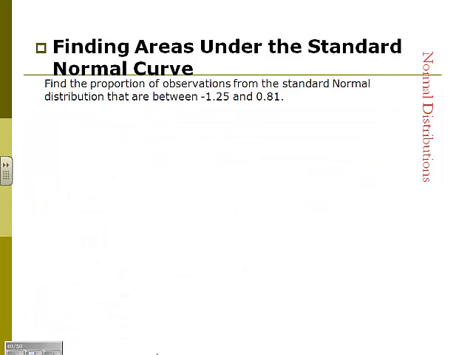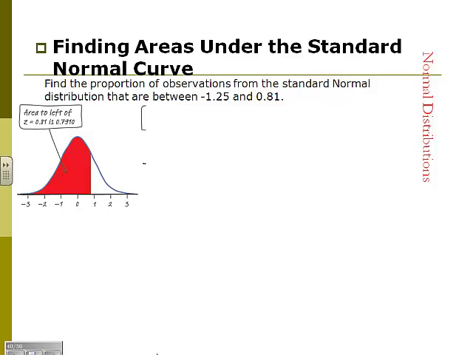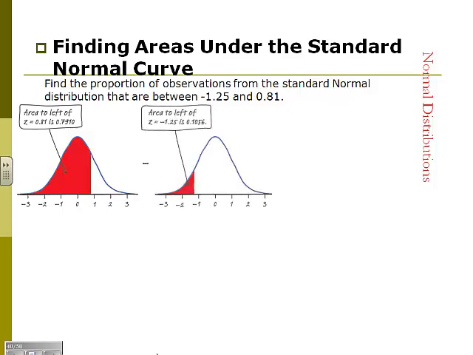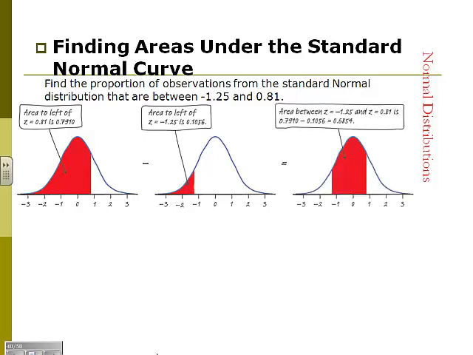What about the proportion of observations from the standard normal distribution that are between negative 1.25 and 0.81? For the area to the left of 0.81, we use the standard normal table, as we just did a minute ago, and found that it was 0.791. Then we look up negative 1.25 in the back of the book, and that area corresponds to 0.1056. Then we want the area between them, so we subtract, and we get that the missing area is 0.6854.